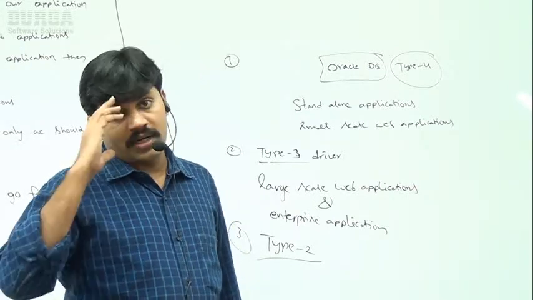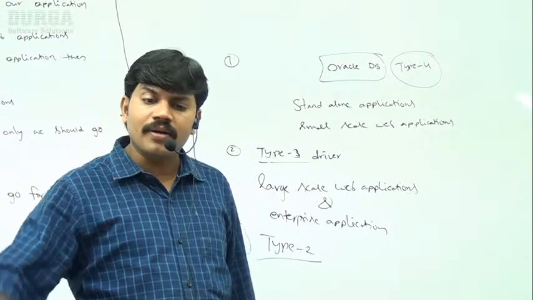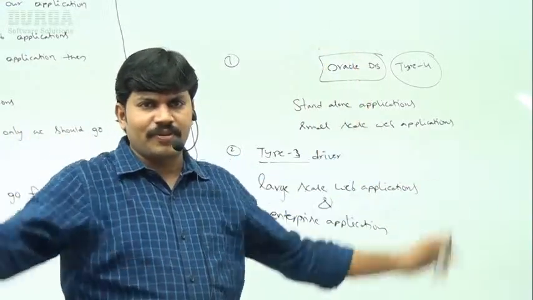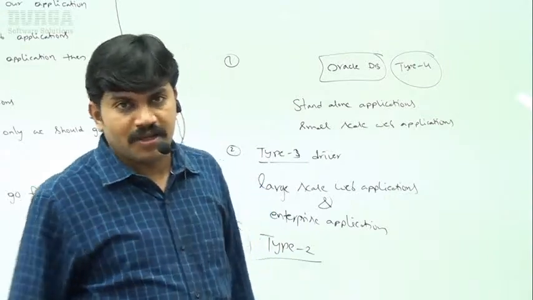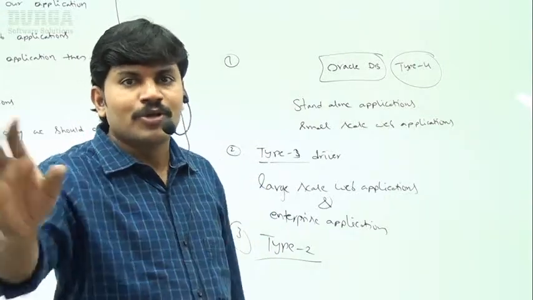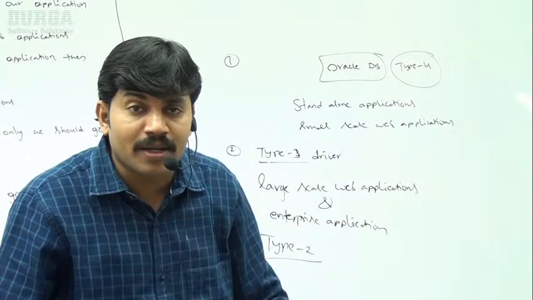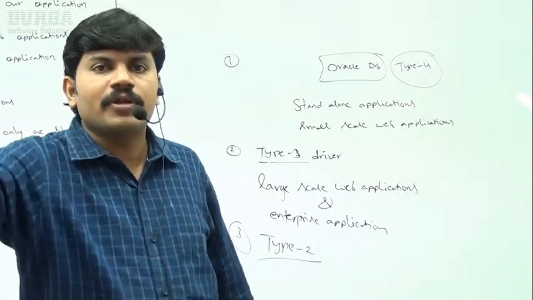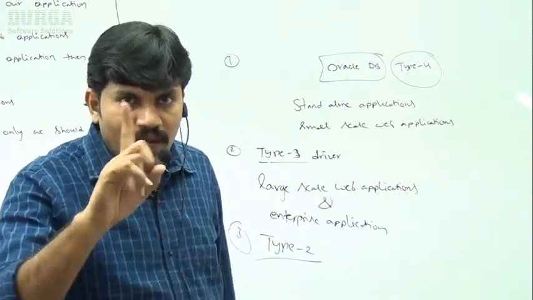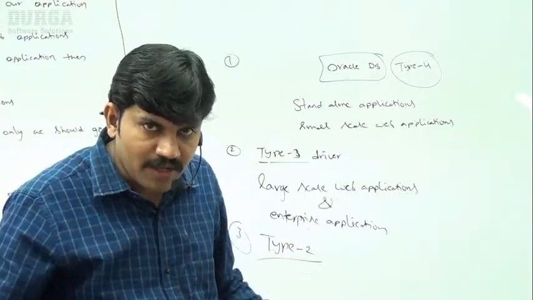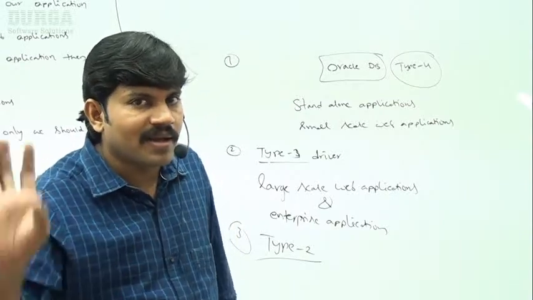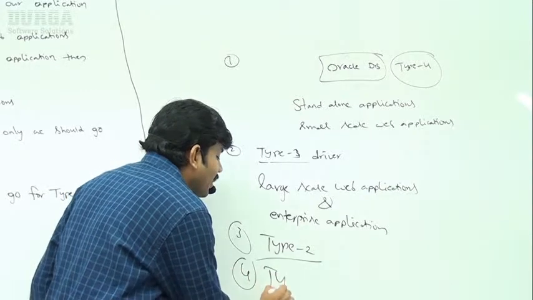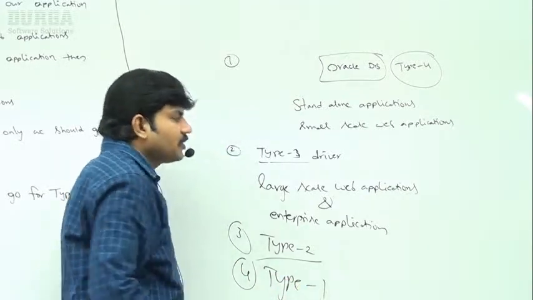Next, the worst, sir. If type 4, type 3, type 2, no other driver is available for my database. A very specific database, sir. Assume that Durga database. Tomorrow I want to develop my own database, Durga database. For this, only type 1 driver support is there. Type 2, type 3, type 4 are not there. Then, if no other driver is available, we should go for which driver, sir? Type 1 driver, right? I hope it is very clear.